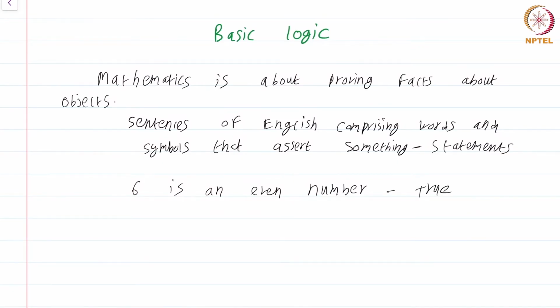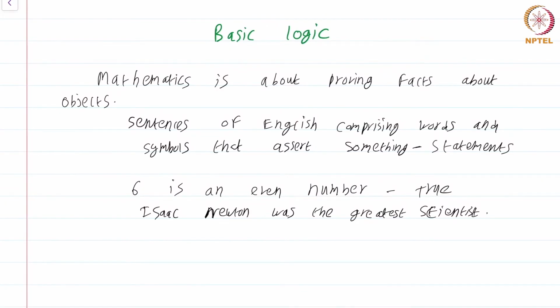Now consider another statement. Isaac Newton was the greatest scientist. Now, this is a sentence that certainly asserts something, but what it asserts is not really about a mathematical object unless somebody comes on and defines what Isaac Newton and greatest mean mathematically. It is not clear whether this is true or false. So mathematics is not concerned with such statements. Mathematics is about mathematical objects.